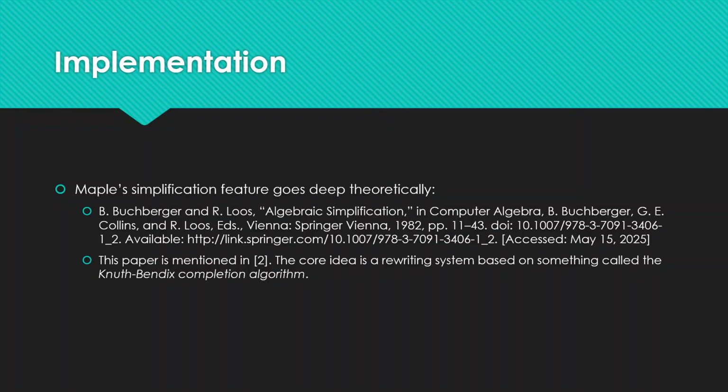Maple's simplification feature goes deep theoretically. This algebraic simplification paper is mentioned in the tutorial paper. The core idea is a rewriting system based on something called the Knuth-Bendix completion algorithm. I won't pretend to know what this is in its entirety, but its purpose is to rewrite algebraic expressions into some canonical form. This algorithm powers Maple's simplification feature.